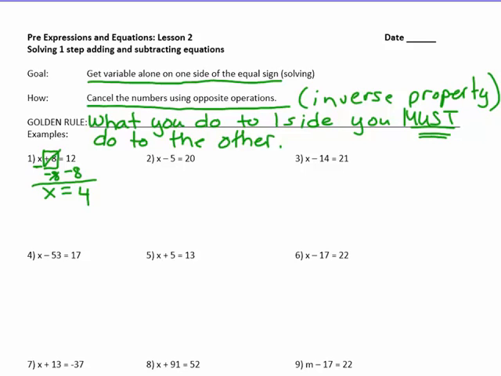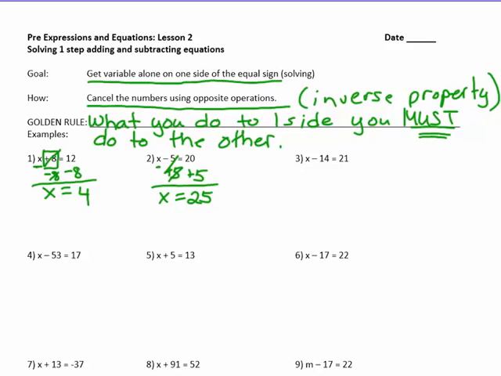All right, so for number 2, here's my variable. I want to get that by itself. To do that, I have to get rid of the subtracting 5. Well, I need the inverse. The inverse of subtracting is adding. And the golden rule says what I do to one side, I have to do to the other. Okay, so bring the x down. Now I'm going to put these things together. Subtracting 5 and adding 5 cancel each other out. Bring down the equal sign. 20 plus 5 is 25.